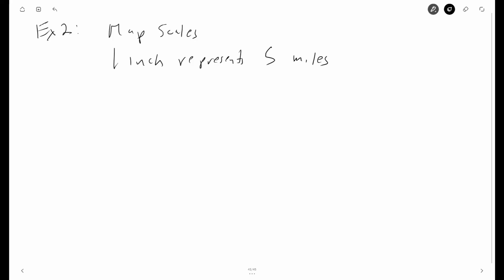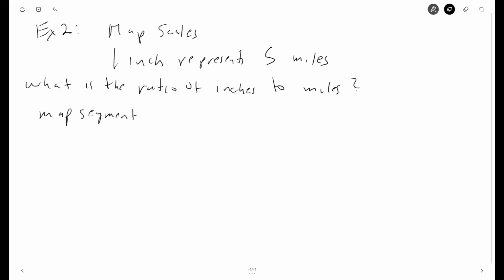So what is the ratio of inches to miles? That's one question. And how would you express it if you have a map segment that is 3 inches long?